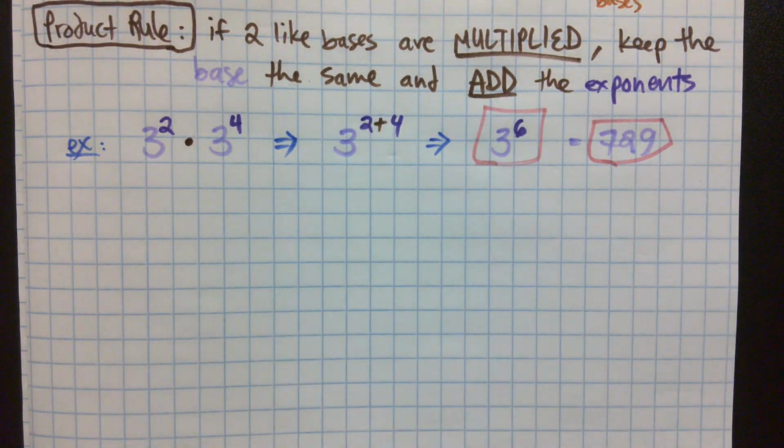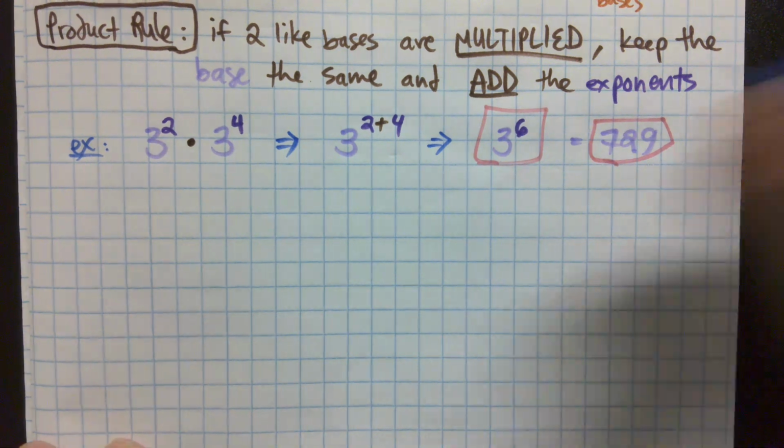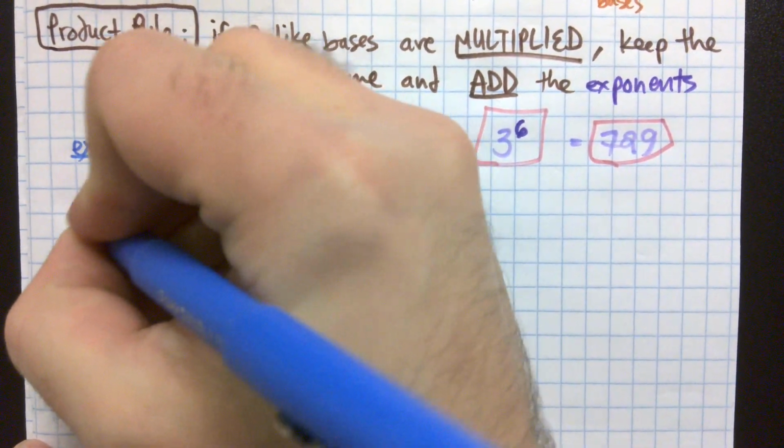Any questions about the first example? Everyone follow the steps? We don't really need steps because there's only one step, and that's add the exponents together. Keep the base the same. I guess there's 2 steps. But let's take a look at a second example.